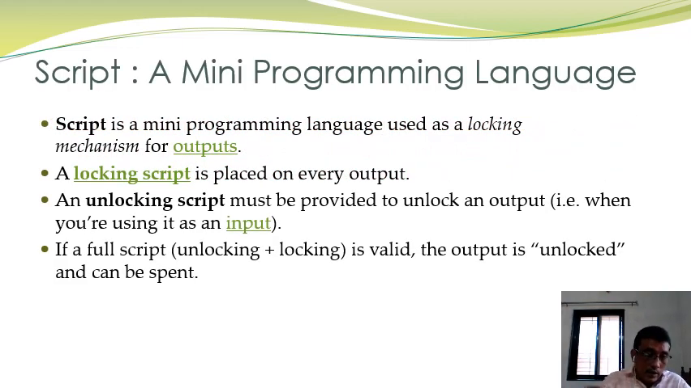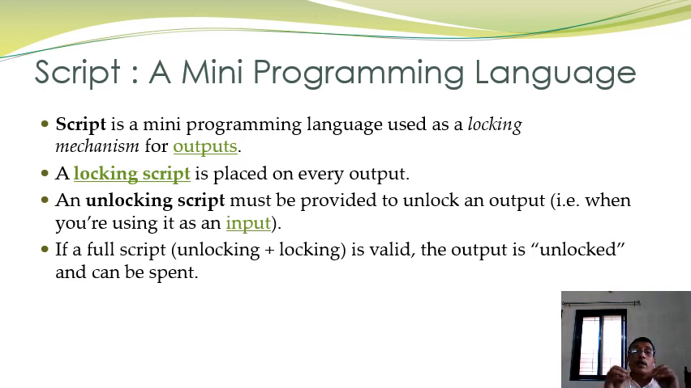So what is script? In this session, we are not going into the details of script. In the next session, we will try to understand the concept of script. But before that, try to understand just the basic things about the scripting language, because we have to understand the locking script and unlocking script. So student, script is a mini programming language used as a locking mechanism for outputs. A locking script is placed on every output. So the locking script is from the previous transaction. An unlocking script must be provided to unlock an output, that is, when you are using it as an input. So this is another typical concept of locking script and unlocking script.